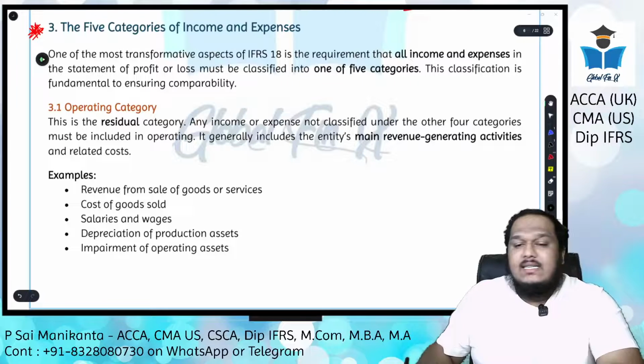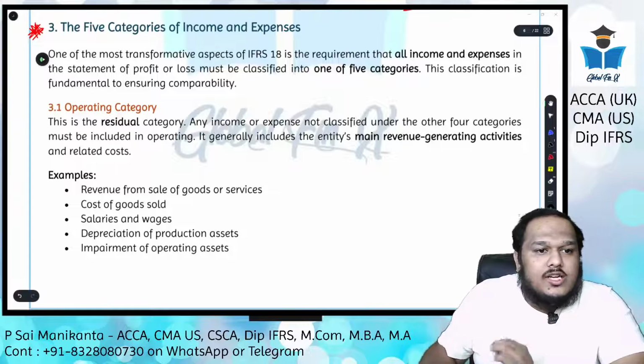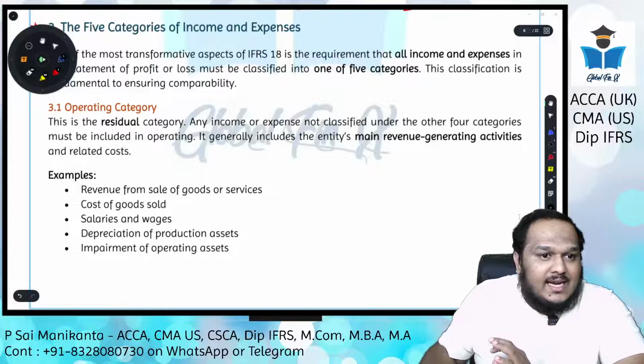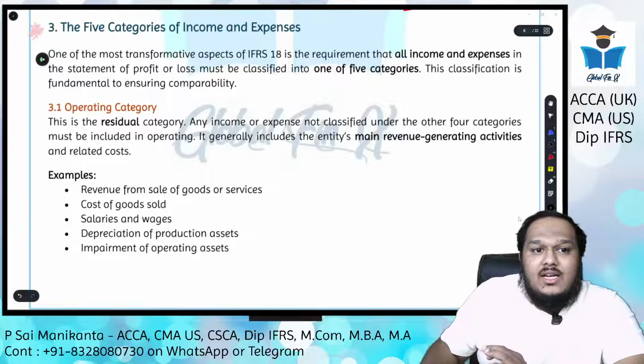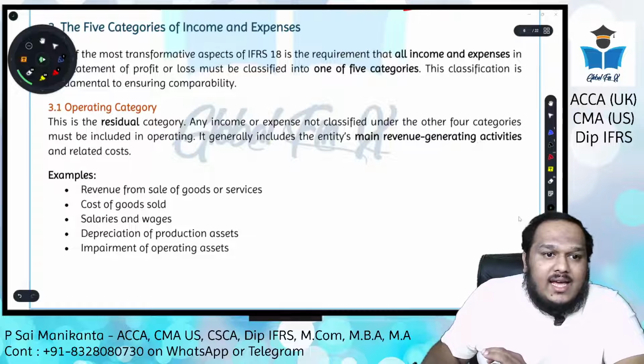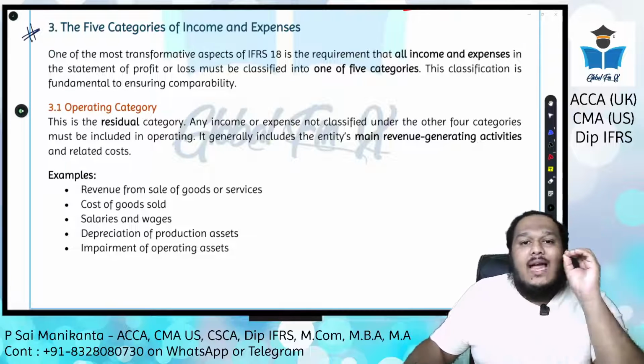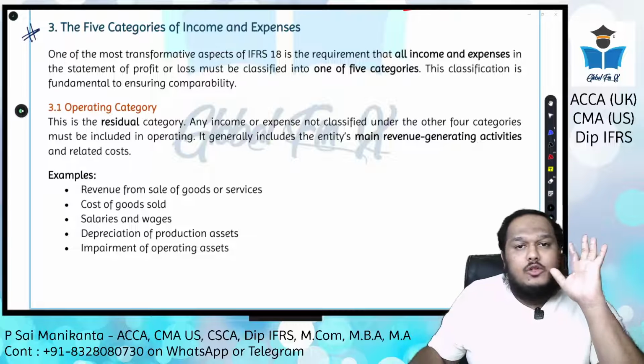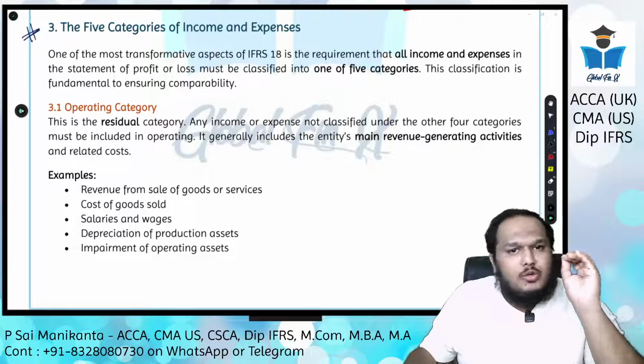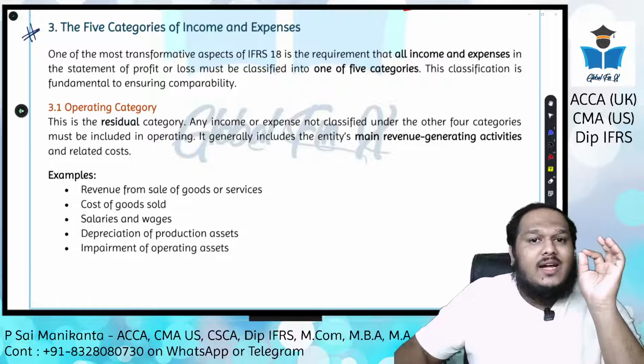Hi guys, let's start with the most important aspect of IFRS 18, that is the five financial categories of incomes and expenses. So IFRS 18 basically tells you to categorize your incomes and expenses into five categories or five subtotals rather. Okay, what are the five categories or the headings?